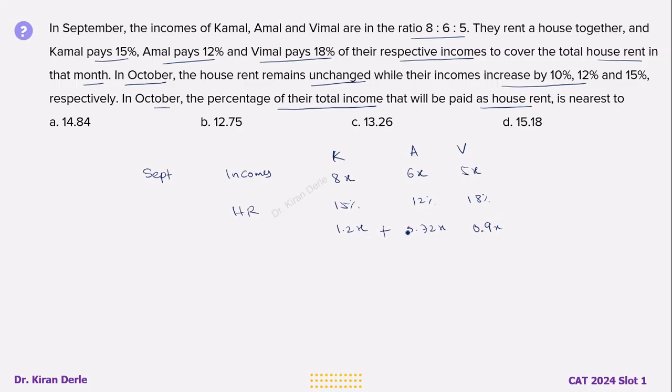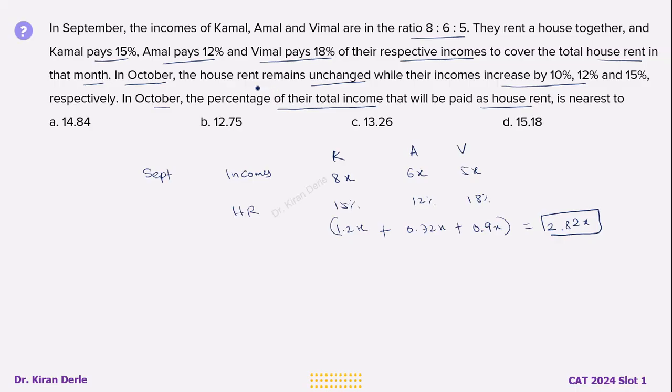So what is the total house rent they paid in the month of September? Calculators will be allowed for these questions, but I am solving it for you. So this is 2x, and 9 plus 7 is 16 plus 2 is 18, 1 plus 1 is 2, so 2.82x. This is the house rent paid in September.